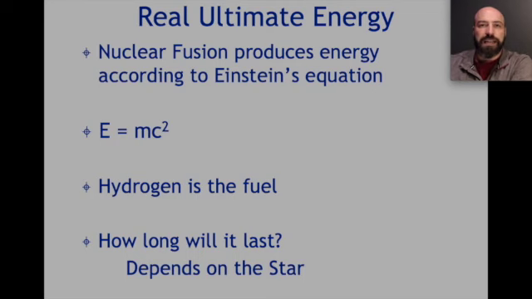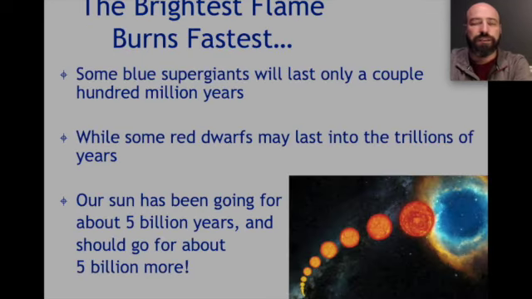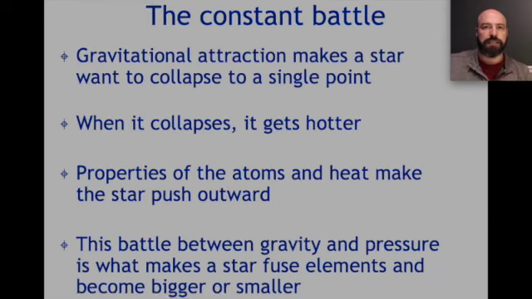Now, how long does this last for a star? Well, it kind of depends on the star. The bigger, more massive, brighter, hotter burning stars, these blue supergiants, might only last a couple million to 100 million years. But red dwarfs, which are cooler and do not burn quite as hot and as fast, last for trillions of years. Ours is right in the middle. Our sun has been around for about 5 billion years, and it should be going for about 5 billion more. It's in middle age.